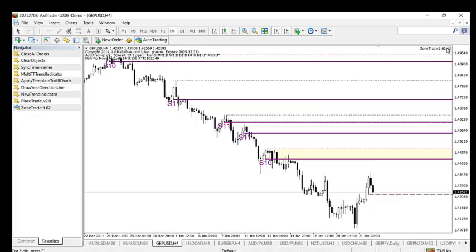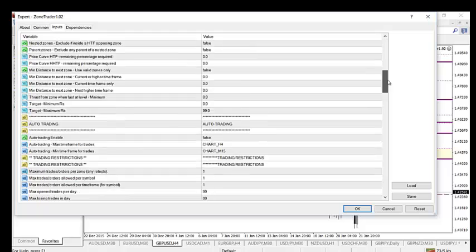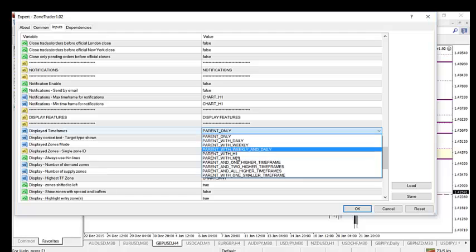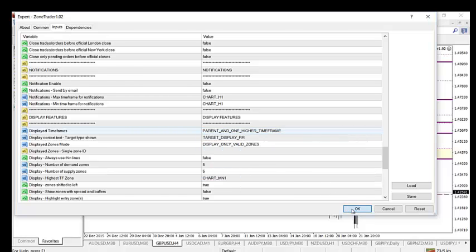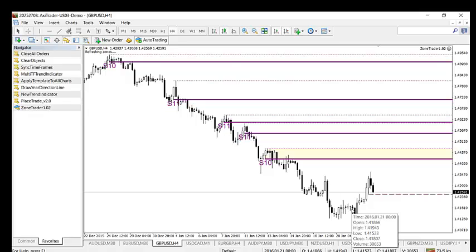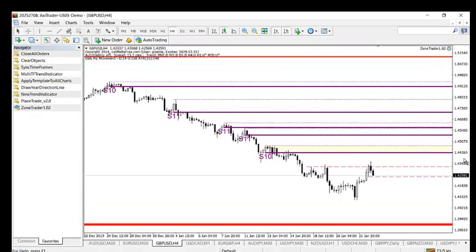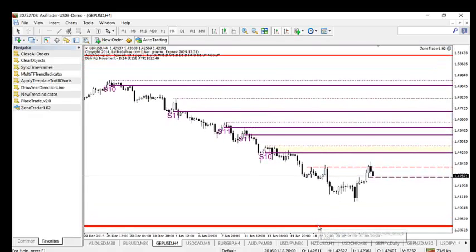Now I'm quickly just going to see the higher time frame zones on that same chart as well. So parent and one higher time frame. Give it a moment to refresh. It's a lot of candles, so it'll take a little bit longer than normal, but hopefully not too long. There we go. So there's that daily zone. It's pretty thick at the moment.